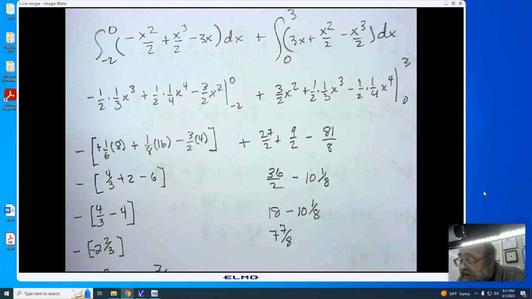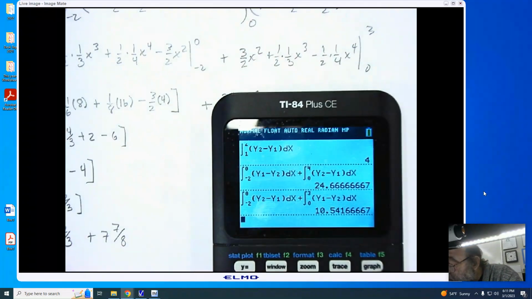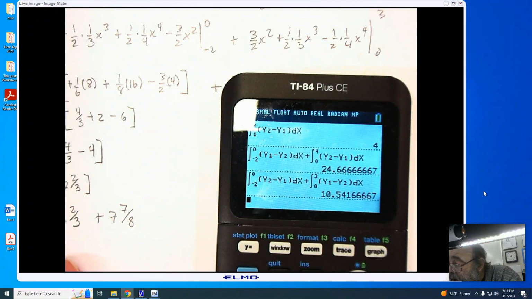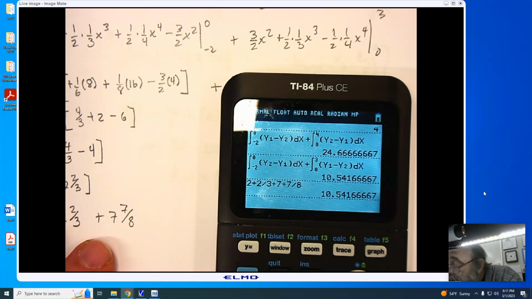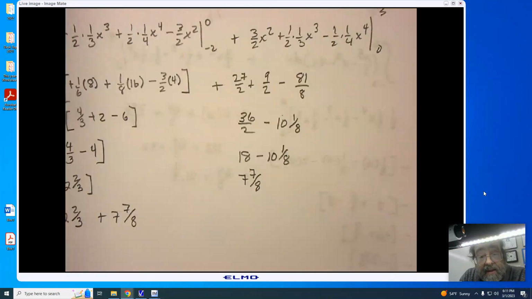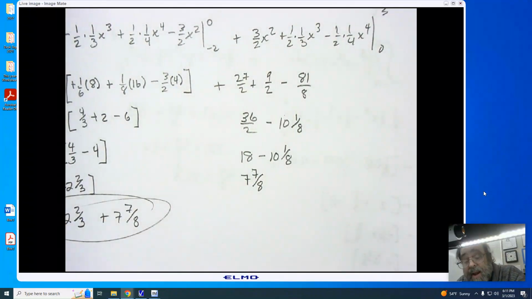Now I'm just going to go ahead and add it with my calculator and compare it with the 10.54166. Let's just do 2 plus 2 divided by 3 plus 7 plus 7 divided by 8, enter. And you'll notice we get the 10.541666. And that is classwork number 8.